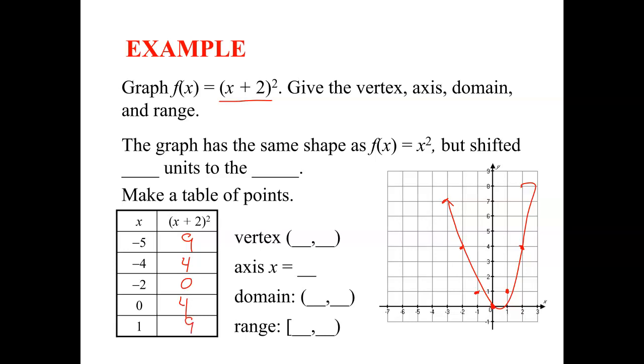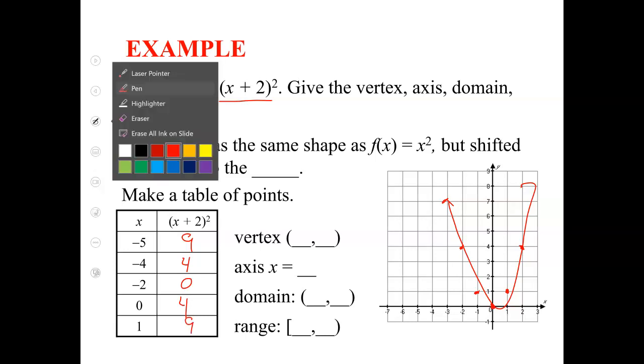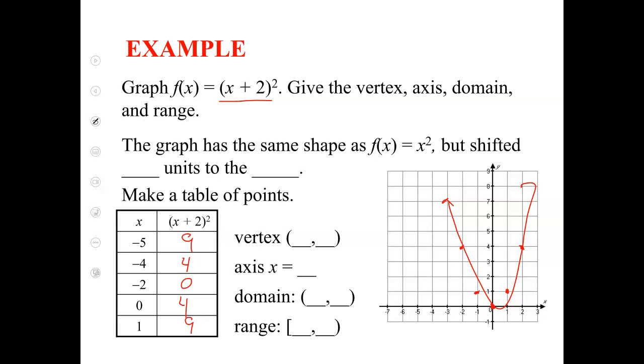9. So now I have new points at negative 5, 9. And at negative 4, 4. And negative 2, 0. 0, 4. And 1, 9. So what direction did my graph move? Left, even though it says plus, right? So plus 2 moves it to the left.